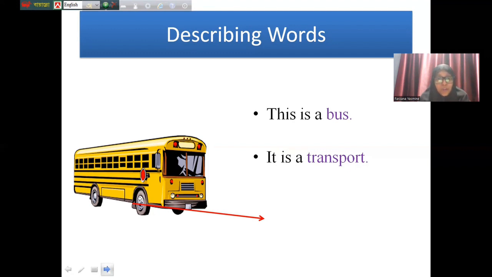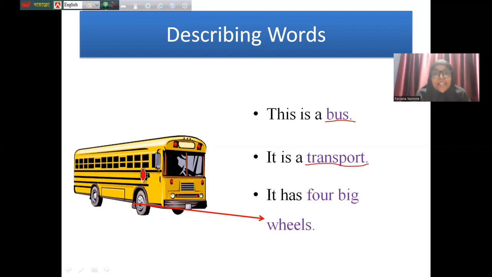It is a transport. You can say it in Bangla as a vehicle. And then you see it has 4 big wheels. So where are the wheels? You can see here. It has 4 big wheels. So this is a bus. It is a transport and it has 4 big wheels, right? Bus has 4 big wheels. It has 4 big wheels.